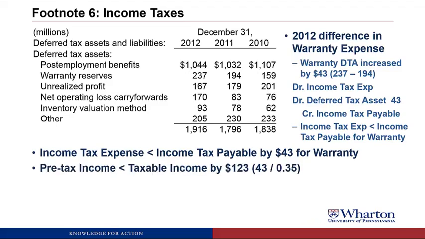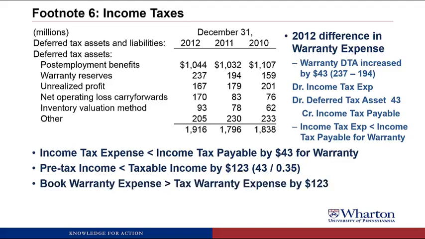If we had less tax expense on the books, we had to have had less pre-tax income, right? Less pre-tax income means you have less tax expense. So pre-tax income was less than taxable income by 123. And where we get that number from is we take the 43 tax difference and divide it by 35%. Remember, we did this earlier with changes in tax rates. If you take the difference in a tax effect divided by the tax rate, you get the difference in the pre-tax effect. So the difference between pre-tax income and taxable income was 123.